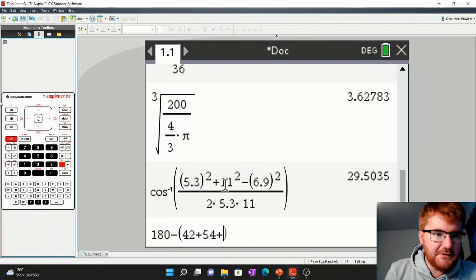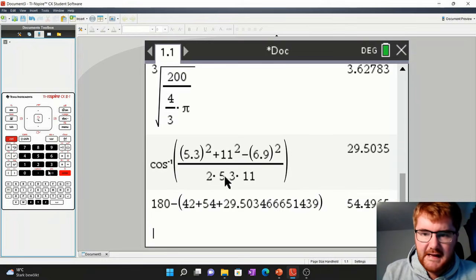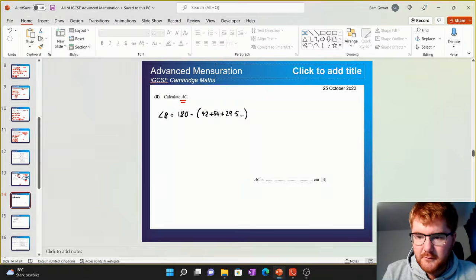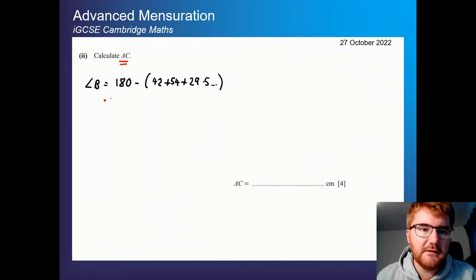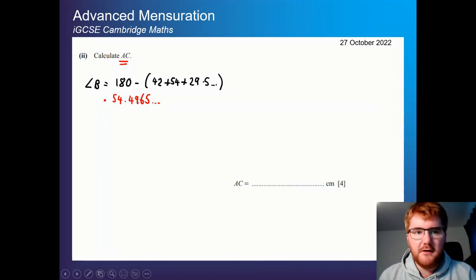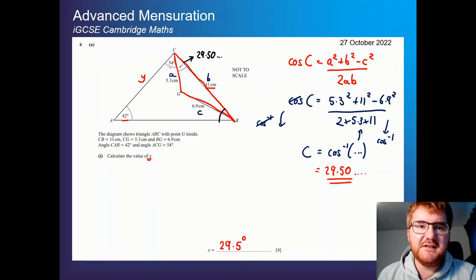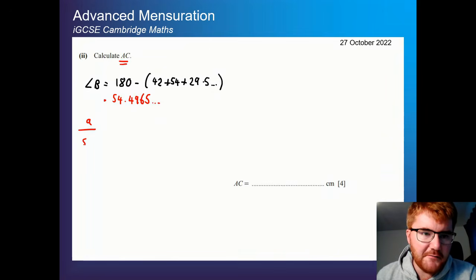And now this is where you can use this nice function, works on most calculators, answer. So we'll take our answer from before, the 29.5, and this gives us then 54.4965, which I'm going to write down, 54.4965 dot dot dot. Okay, so now I've got that angle. Now I can use the sine rule. Now what is the sine rule? Well, remember, it's a over sine A equals b over sine B.